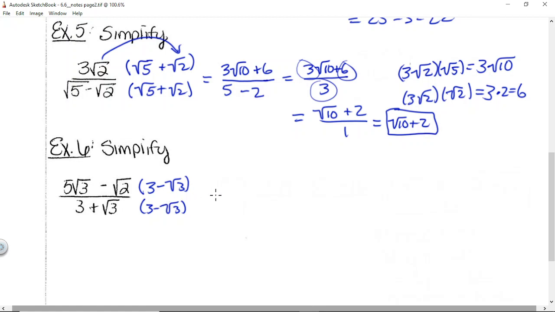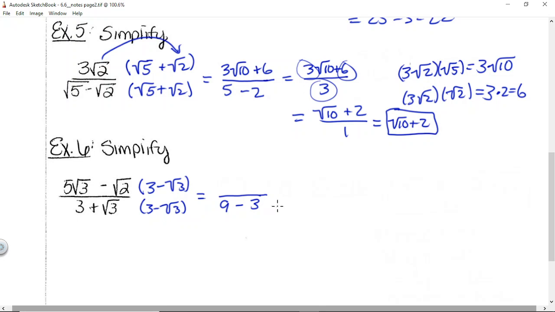Okay, I like to do the denominators first because that's kind of our payoff. That's why we're doing this, to get rid of that radical in the denominator. So again, ignore the middle term. 3 times 3 is 9, and the square root of 3 times negative square root of 3 is negative square root of 3, so negative 3.